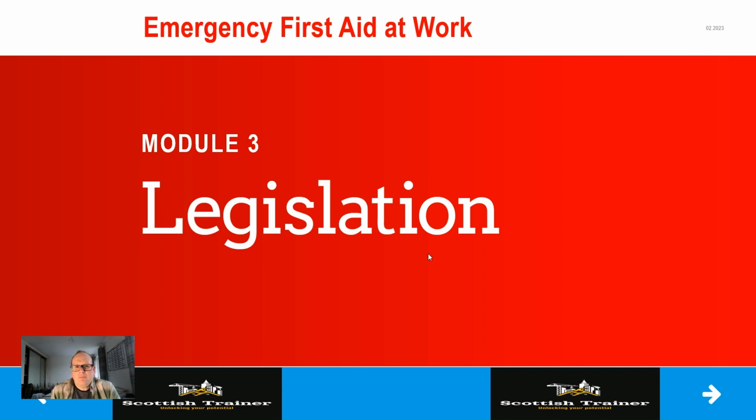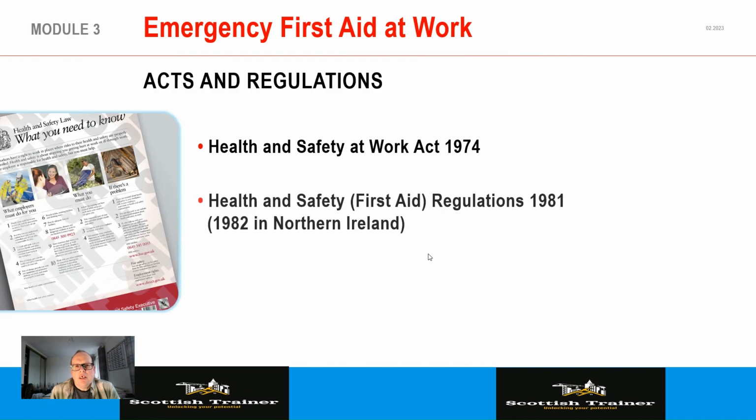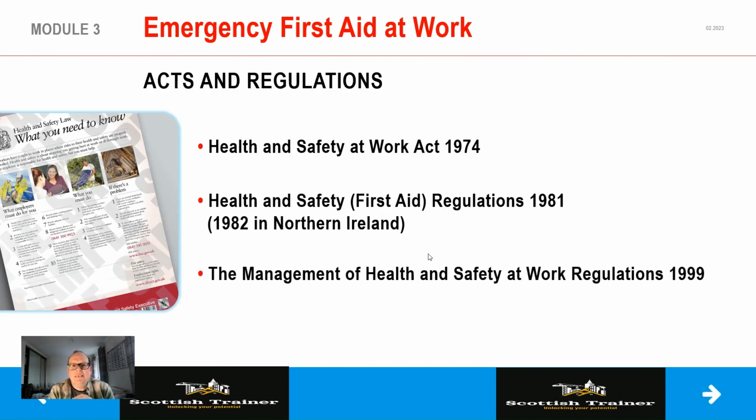We have three main pieces of legislation surrounding health and safety at work. These are put in place to safeguard the working environment and the people that work there. Not just the people that work there, but the visitors and subcontractors as well. They are the Health and Safety at Work Act 1974, the Health and Safety Regulations 1981, and the Management of Health and Safety at Work Regulations 1999.